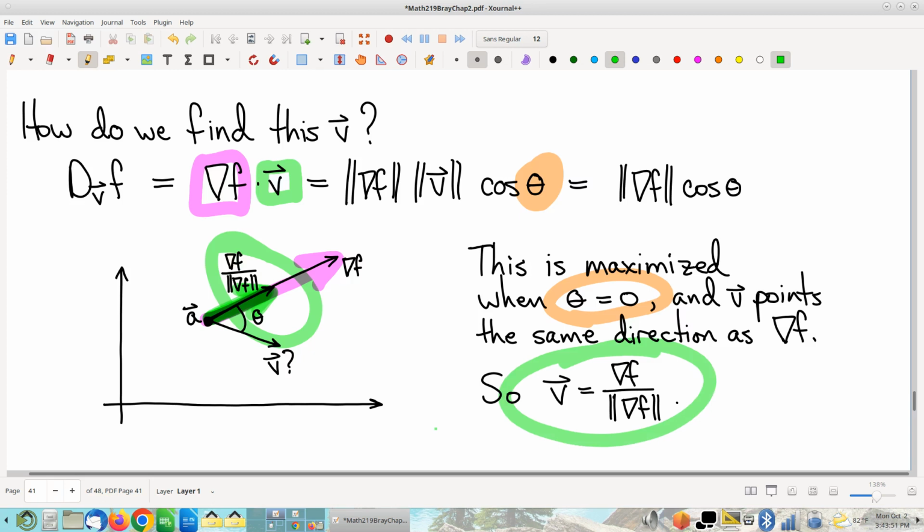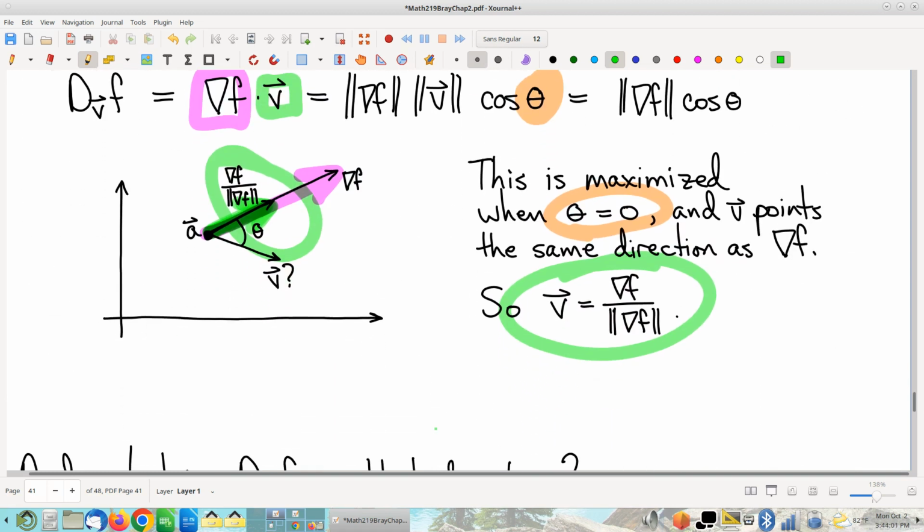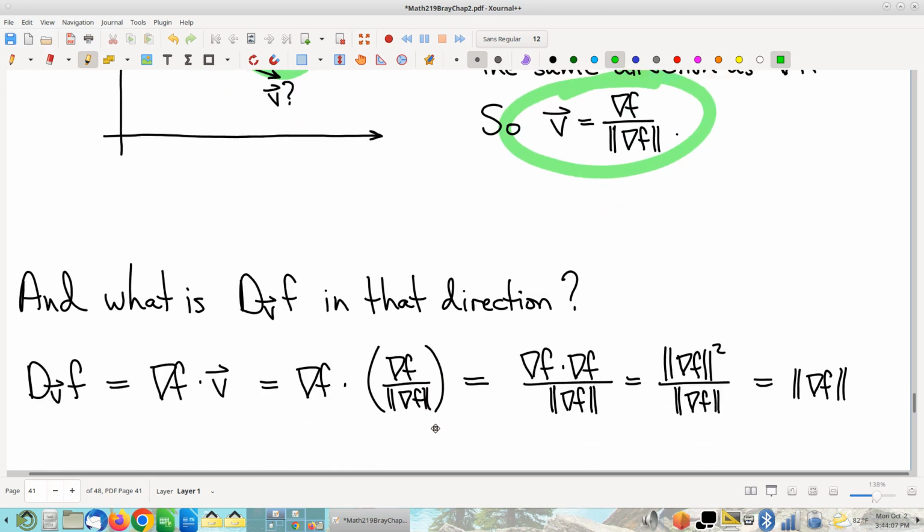So, okay, let's summarize what just happened here. We asked, what is the direction of fastest increase? Very natural question. And the answer is, it's the direction that the gradient points. All right, nice and crisp.